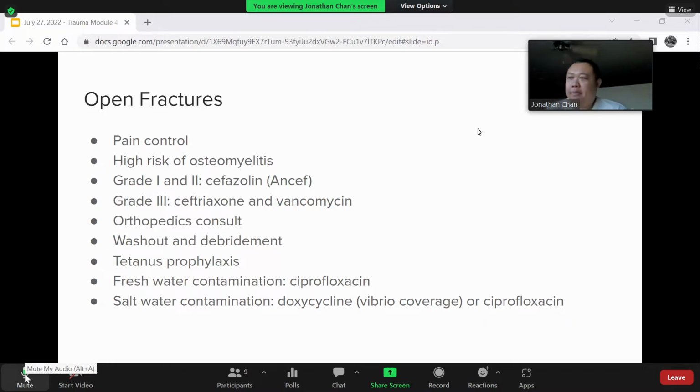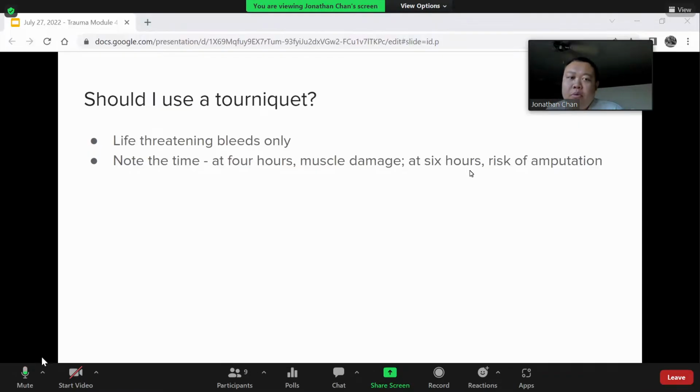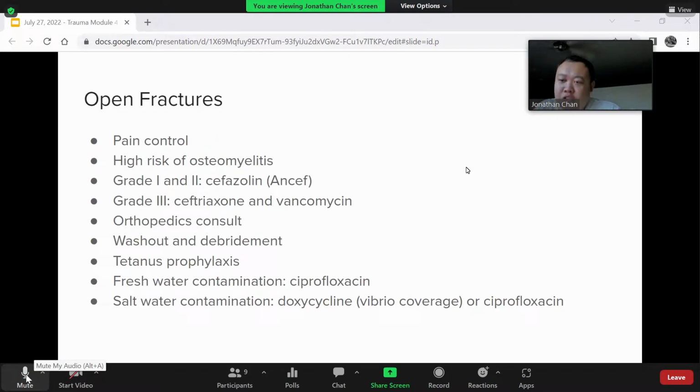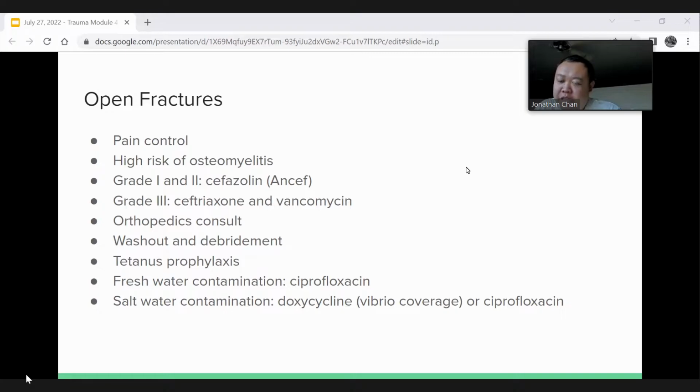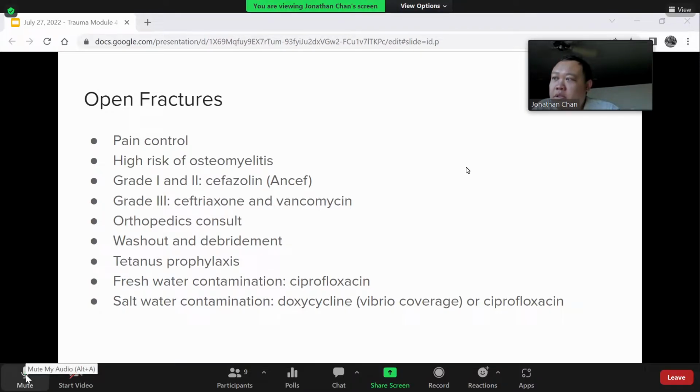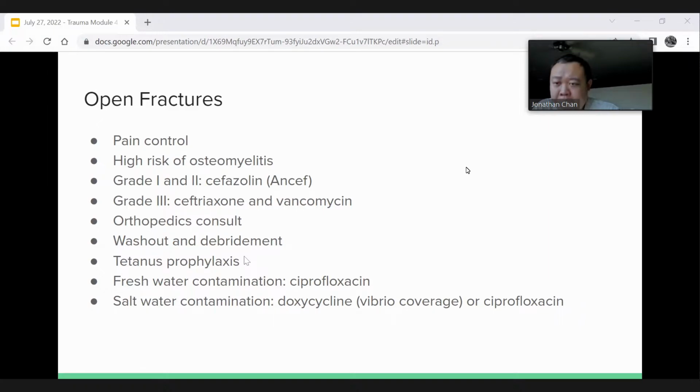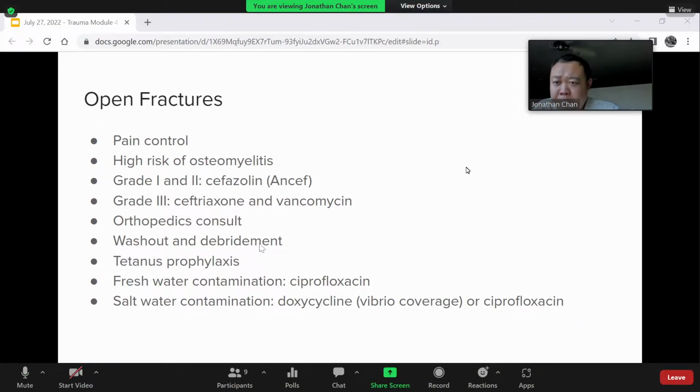I think it's the same in Vietnam. We have an antibiotic with the open fracture. We have cefazolin too, and ceftriaxone, vancomycin too. They usually give it very early, as soon as possible, and after that they go to the OR, and we just get the antibiotic in the ED.